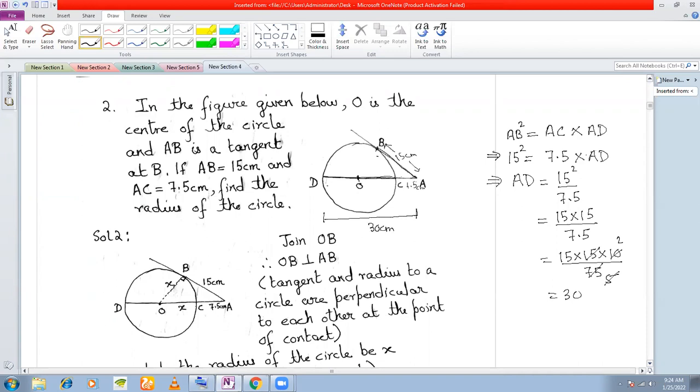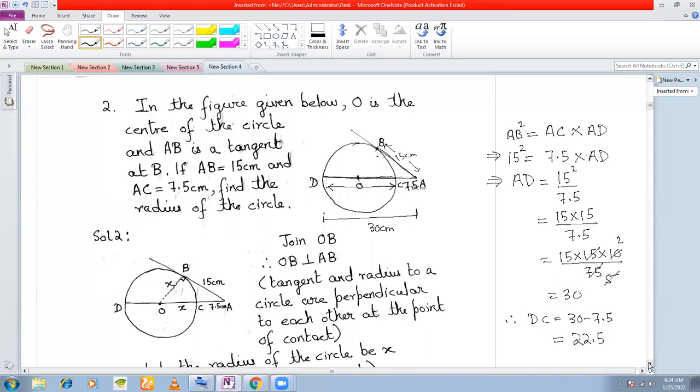Right? So what is the length of the diameter here? DC. Therefore, DC is, this length here was how much? 7.5, isn't it? So DC is 30 minus 7.5, right? Which is equal to 22.5.